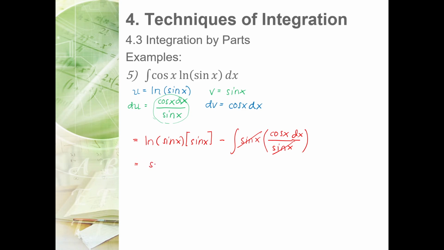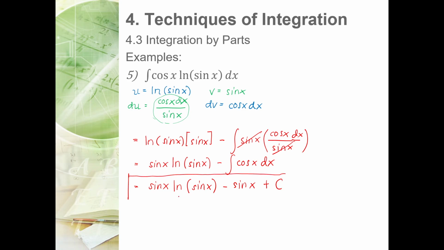So this becomes sine x times ln of sine x minus the integral of cosine x dx. So we know that the integral of cosine is positive sine x. So this one becomes sine x ln sine x minus sine x plus c. So this is the final answer.